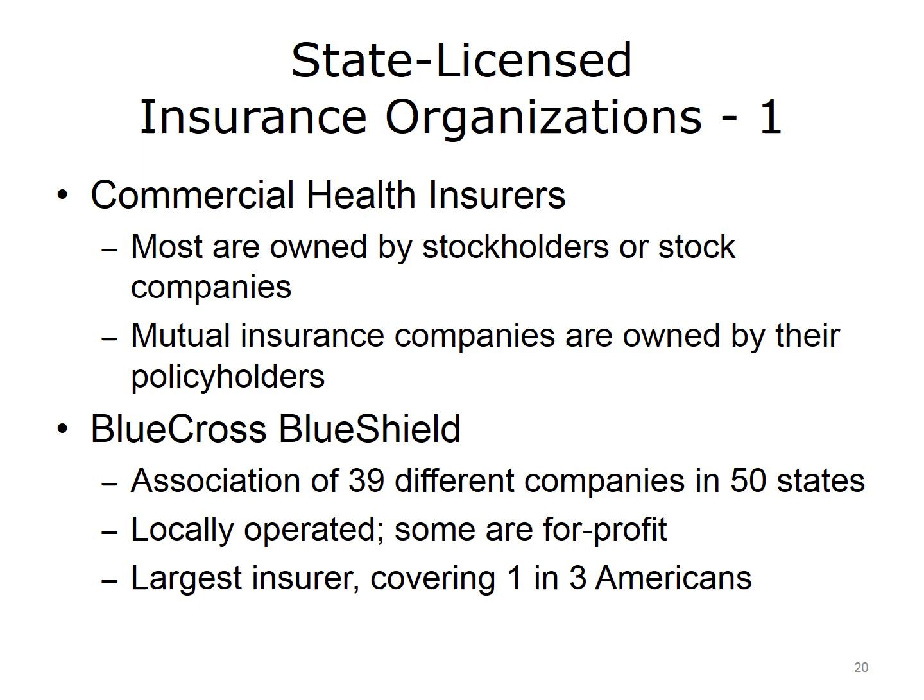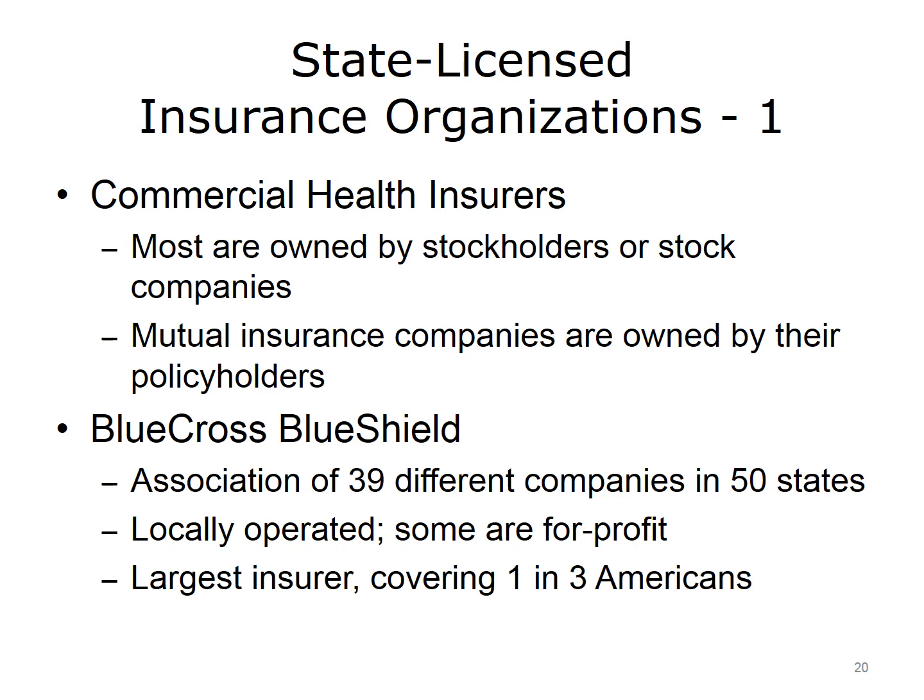There are three types of state-licensed insurance organizations. Commercial health insurers, also known as privately funded health plans or simply insurance carriers, are most often owned by stockholders or stock companies. Aetna Insurance Company is one such example.